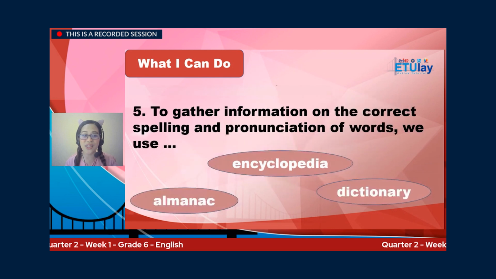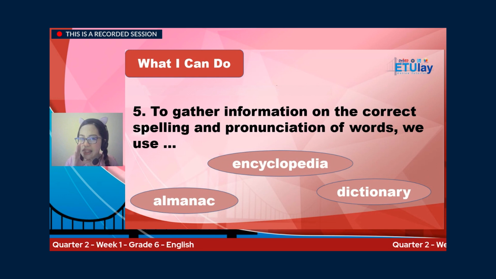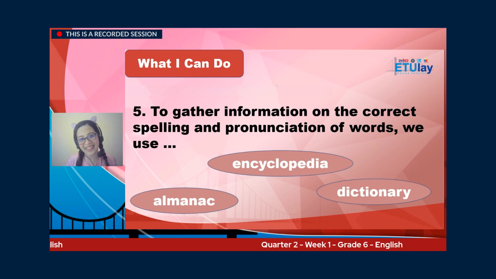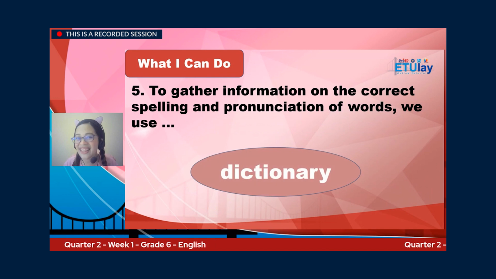And let's move on to the last one, number 5. To gather information on the correct spelling and pronunciation of words, we use, is it almanac, encyclopedia, or dictionary? If you answer dictionary, that's correct, learners.